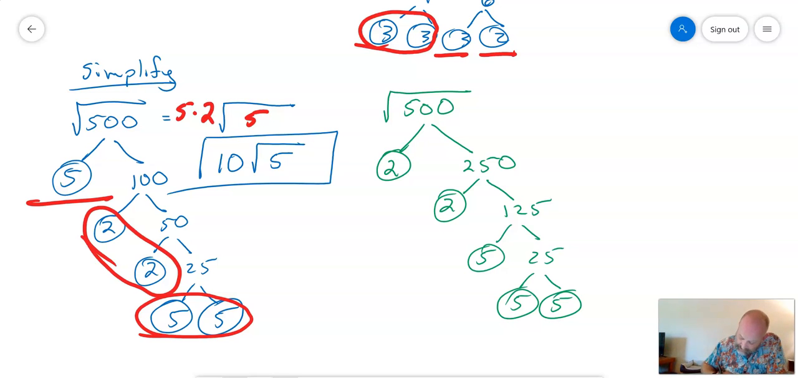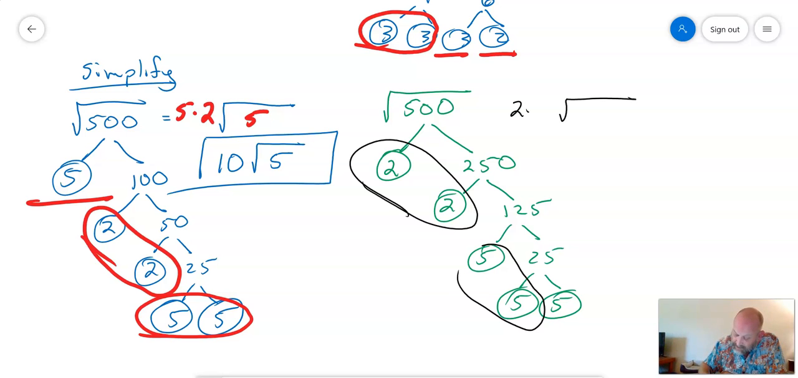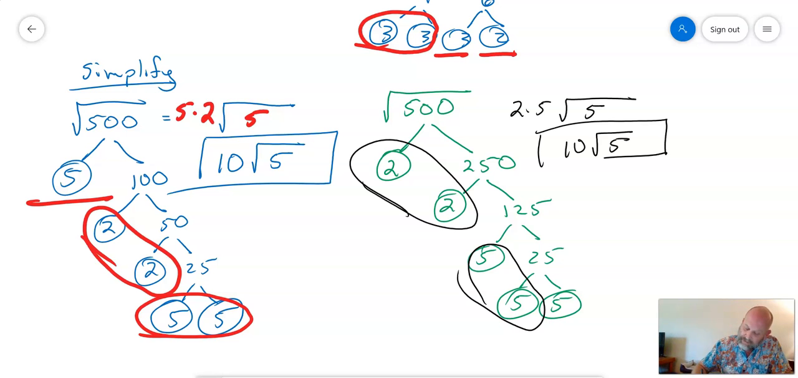So the groupings end up being the same. So if I'm going to go ahead and sort this guy out, let's see here. I got a pair of 2s. So that puts a 2 out here. I have a pair of 5s. So that puts a 5 out here. And then I have a 5 left over. And so I end up with 10 times the square root of 5. And you notice we did these two problems completely different, but we ended up with the same answer. And so as long as you follow the rules correctly, you'll end up with the same answer each and every time.